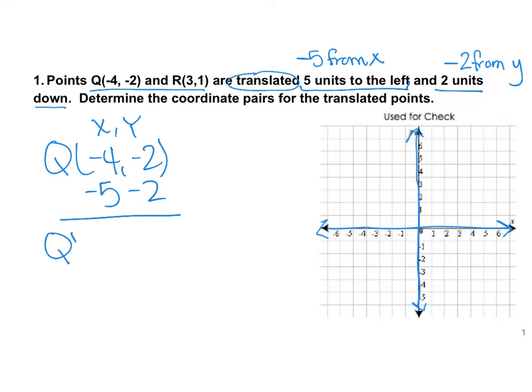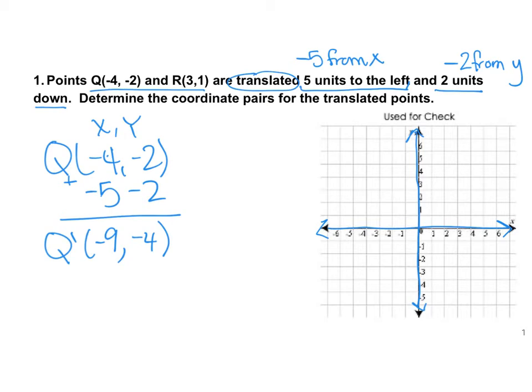Integers, they kill us every time, all right? You are adding these together. So this is a -4 plus a -5 gives you -9. This is -2 plus a -2 gives you -4. It goes off the grid, so I'm still going to check it.